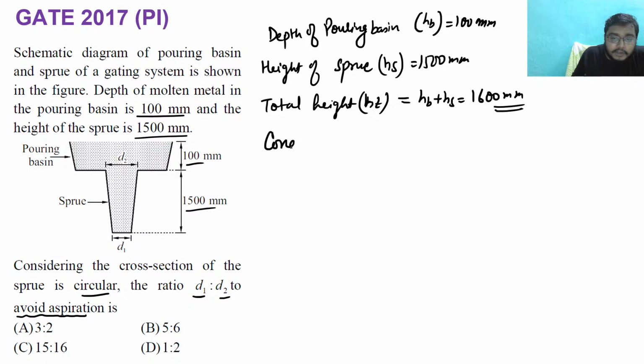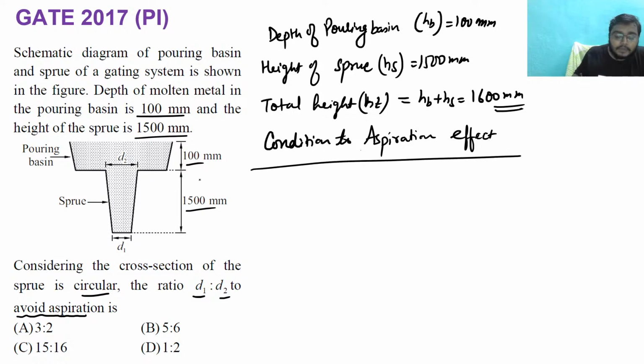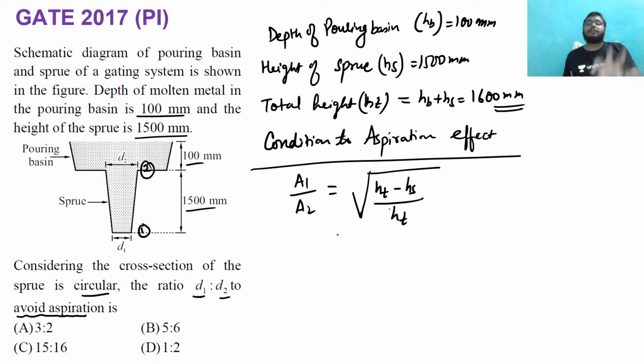So we know the condition to avoid aspiration effect. So what we can see here, see, if I use point 1 to be this and this to be point 2, then a1 by a2 is equal to root over of total height HT minus HS by HT. I derived this equation while I was explaining the aspiration effect. So if you cannot remember this formula, just check those formulas I have written for you. So that would be like this. Okay, so now from here you can say that a1 by a2 is equal to root over of HT minus HS by HT. So what is this HT? 1600. What is this HS? 1500. So you can calculate it here.